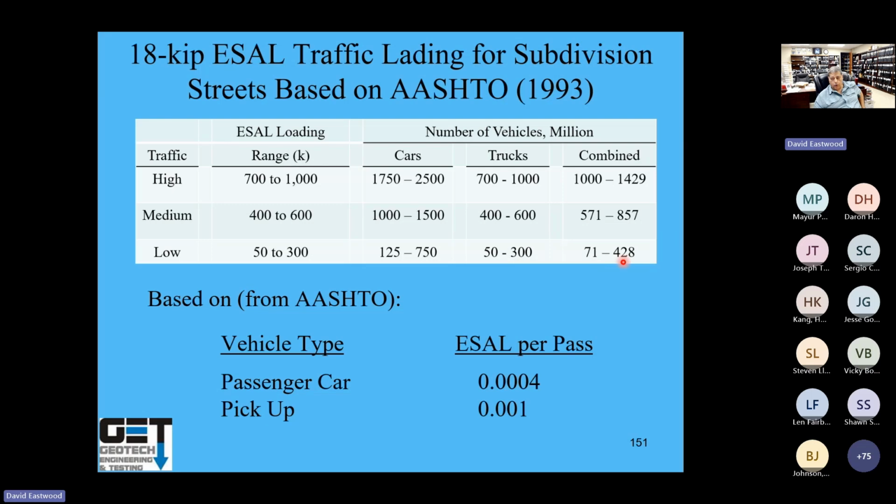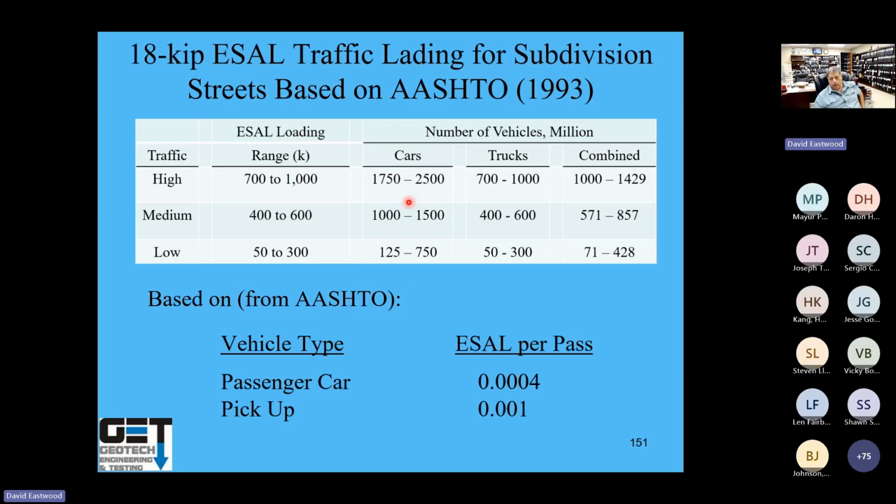Combined 71 to 428 million vehicles. So that's huge numbers. These are based on AASHTO, which says ESAL per pass for each vehicle for cars is 0.0004. For pickup is 0.0001 ESAL. So the kind of numbers that we're coming up with are huge for life expectancy for cars and trucks.